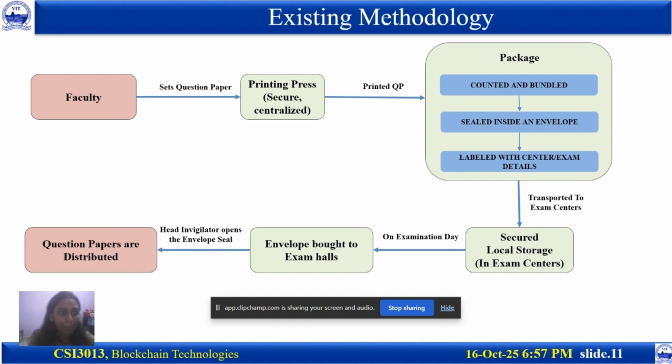While this method appears procedural and secure, it has serious vulnerabilities. There is a risk of leakage and insider manipulation during the printing or transportation. No real-time tracking or monitoring is available, and unauthorized access is difficult to trace or verify. And the entire system depends heavily on trust and physical security.